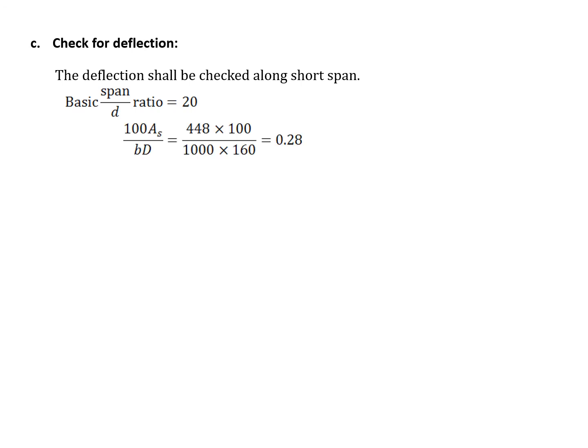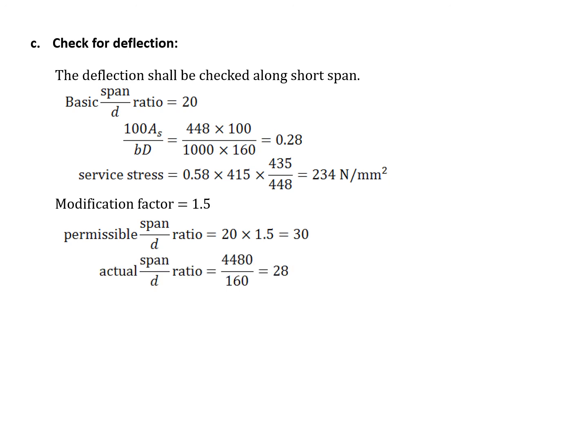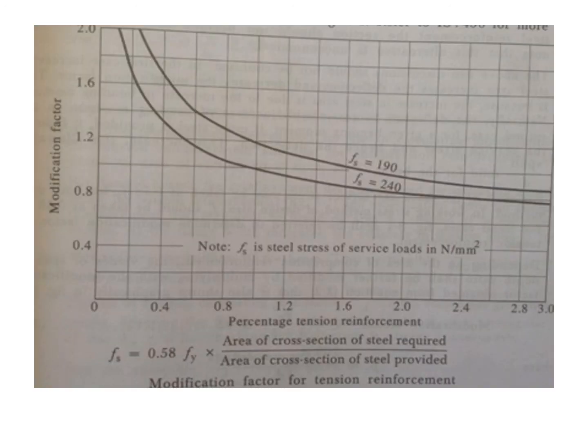Then check for deflection. Very similar, but here you have to use the modification factor using that chart. So the modification factor is 1.5. The span to depth ratio allowed will be 30 and actual is 28. So you are fine. And this is the modification factor chart which you should make yourself comfortable with.